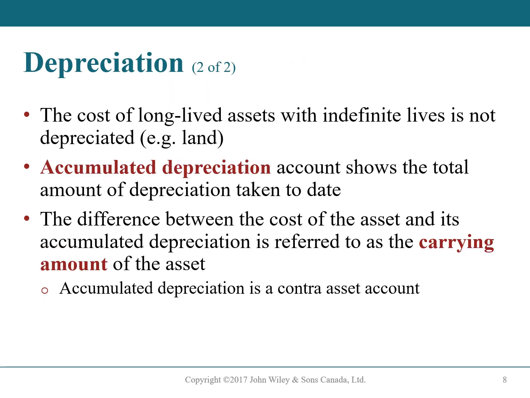Assets that are depreciated should be reported on the statement of financial position at cost less accumulated depreciation. The accumulated depreciation account shows the total amount of depreciation taken to date. It's a contra asset account. That is, its balance is subtracted from the balance of the asset that it relates to. The difference between cost and accumulated depreciation is referred to as carrying amount, also known as net book value, or simply called book value.